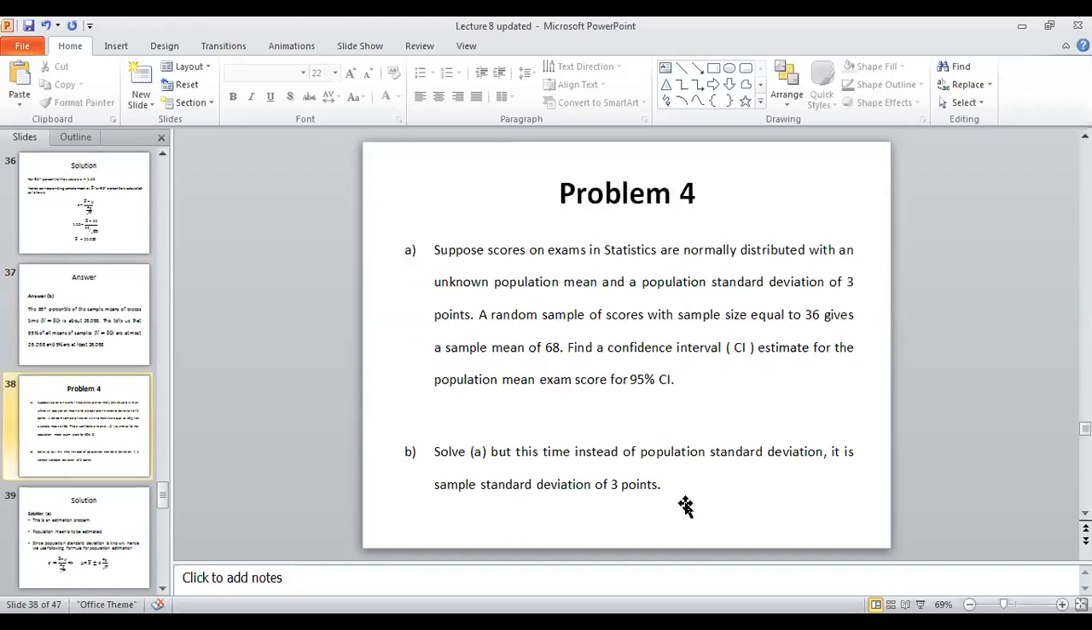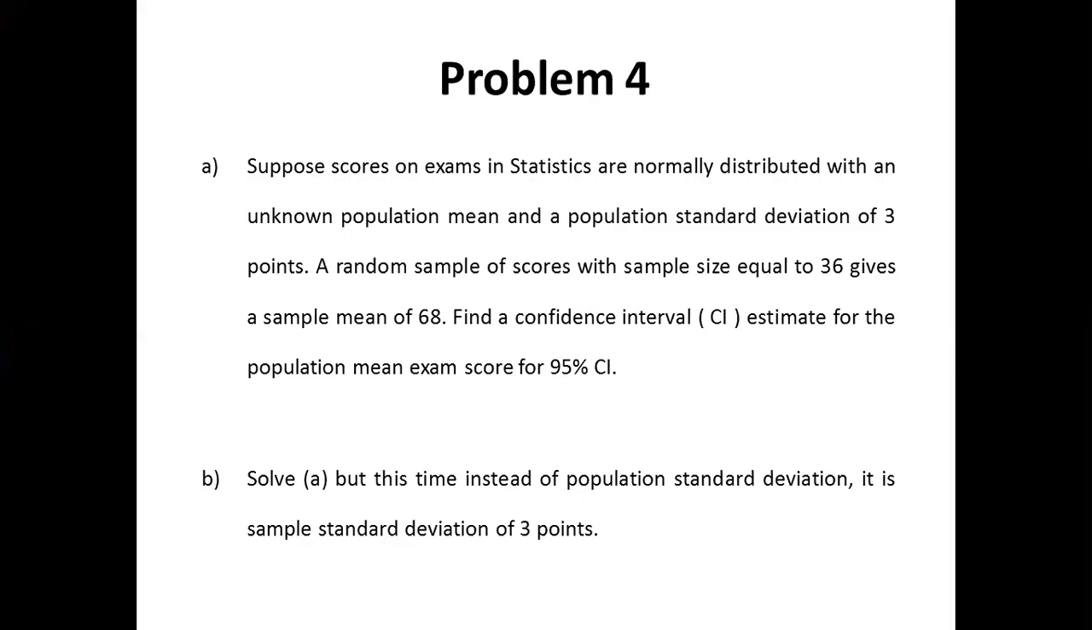Let's move on to the next question. Again, this is small in font, so I'm going to make a slideshow for this slide as well. Suppose scores on exams in statistics are normally distributed with an unknown population mean and a population standard deviation of 3 points. A random sample of scores with sample size equal to 36 gives a sample mean of 68, and we have to find the confidence interval estimate for the population mean exam score for 95% CI.